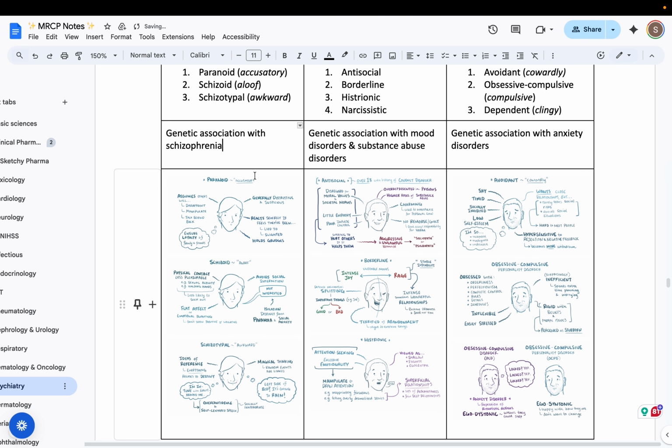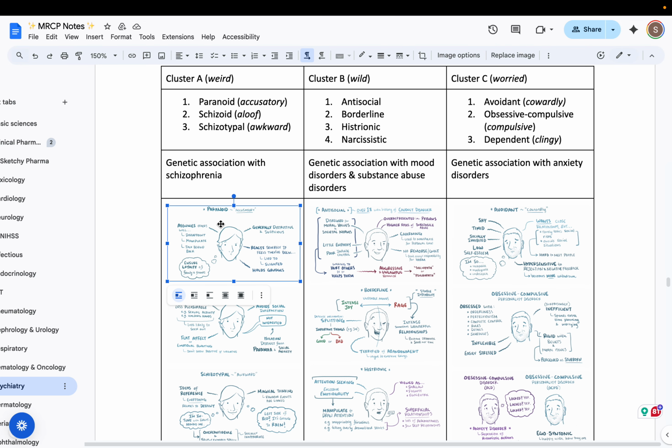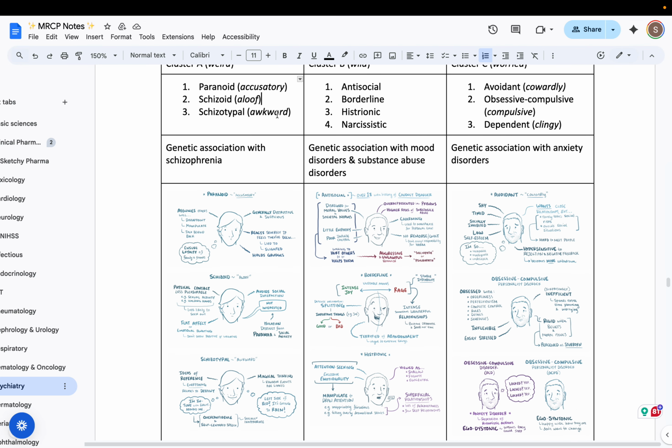Paranoid is accusatory. He assumes others will disappoint and manipulate. He's generally distrustful and suspicious, reacts severely if he's being lied to or slighted, and insists on the loyalty of family and friends. So this is paranoid, accusatory. And there's schizoid, who's aloof.